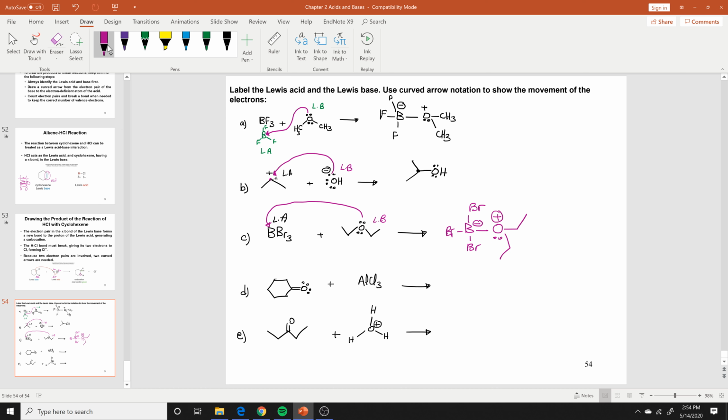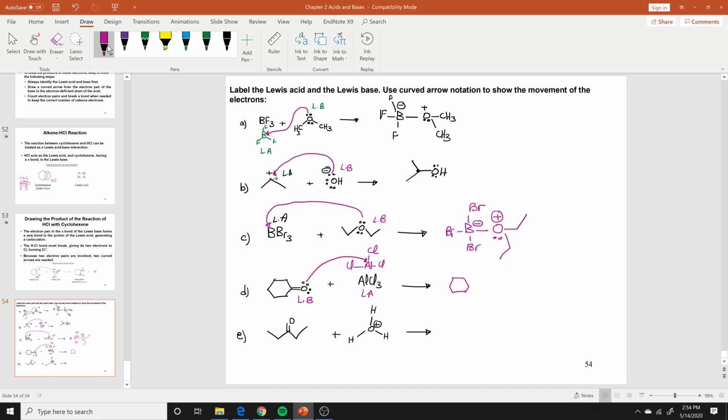Zero charge, zero charge. Here, this is going to be my Lewis base because of the lone pairs on the oxygen, and the aluminum chloride, this is the aluminum chloride over here, is my Lewis acid. So basically the lone pairs are going to come and attack the aluminum, and you're going to make your complex in this case. So here you go. Your product is going to look basically like this.